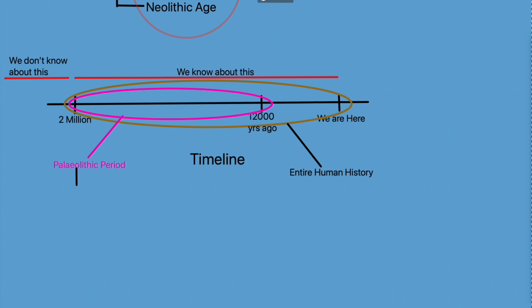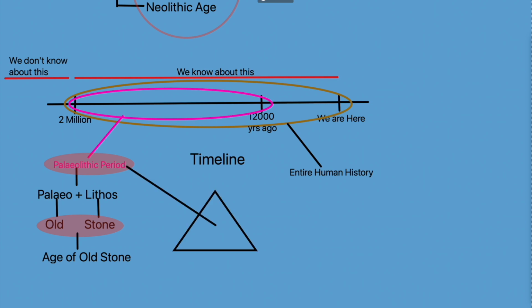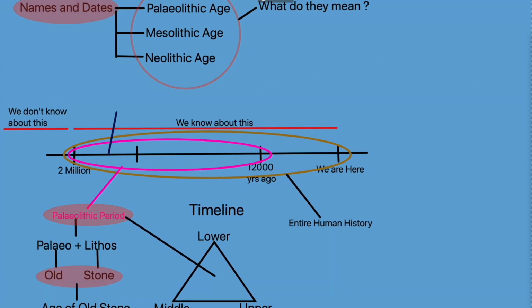Paleolithic is derived from two Greek words, paleo and lithos. Paleo means old and lithos means stone. That means it was the age of old stone. Paleolithic is further divided into three parts, that is lower, middle and upper Paleolithic. The lower one here is the earliest part of the Paleolithic period.